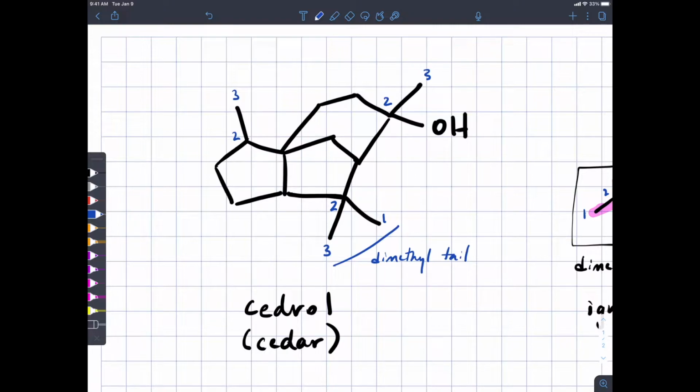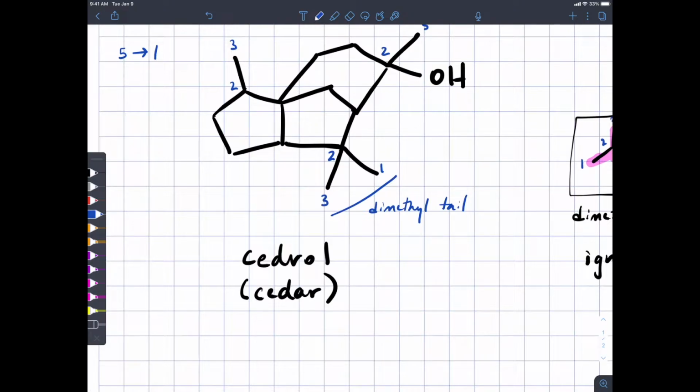Okay, so once we've identified those features, we need to figure out where carbons 4 and 5 are. But the thing that's going to help us distinguish where they should be is that carbon 5 of one isoprene unit is always going to be bonded to carbon 1 of another. So what that means is if we get to carbon 5 and it doesn't make sense that the next carbon could be carbon 1 of the next isoprene unit, we've done it incorrectly.